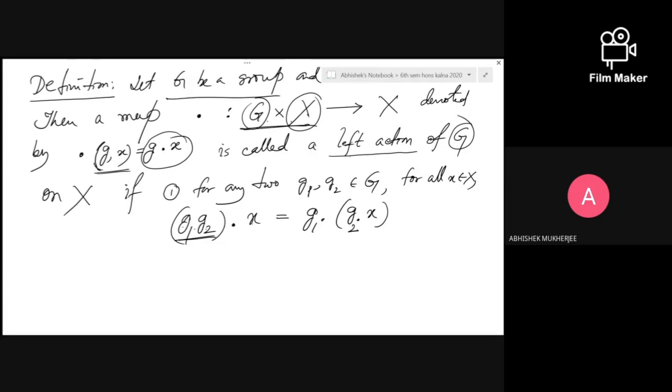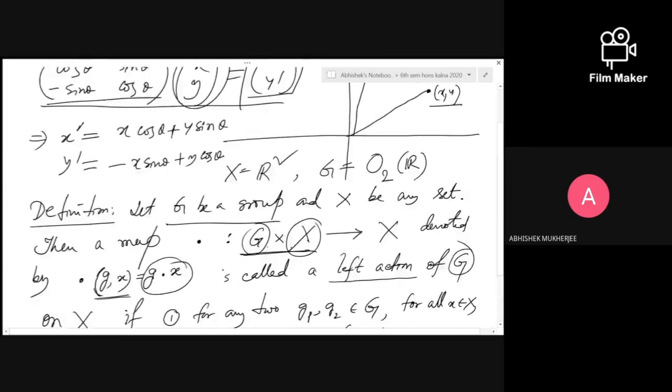Never think that this is associativity. This is not associativity. This means that g1 g2 dot x is g1 dot g2 dot x. This is the action. And the second condition is, since the group has an identity, this identity will act on every x and it will give x, for all x belonging to capital X. That is, e dot x will be x. That is, if the identity acts on the set, it will give the same element.